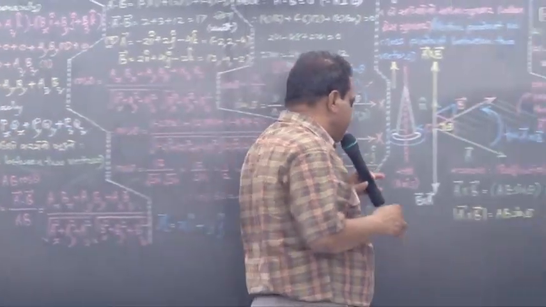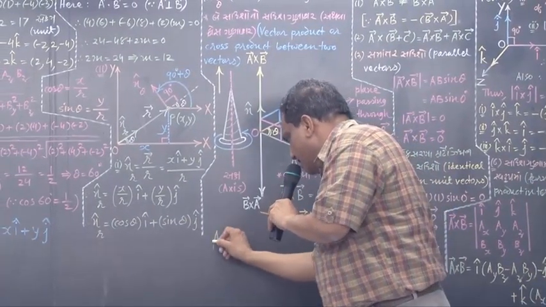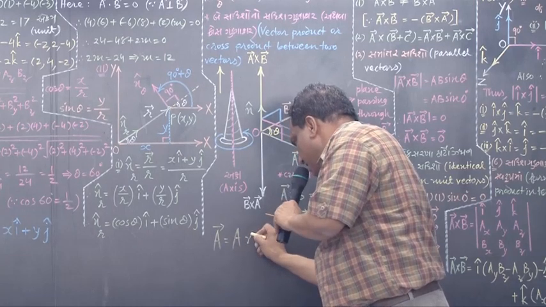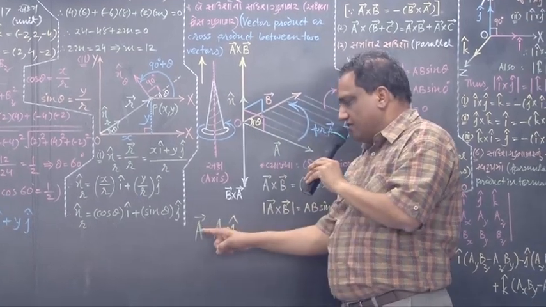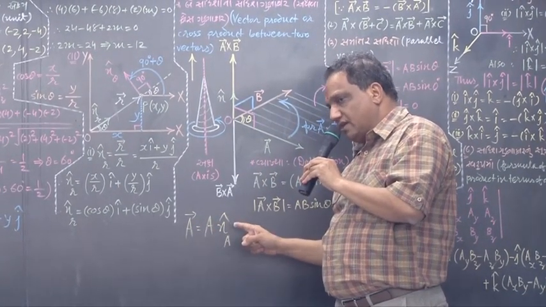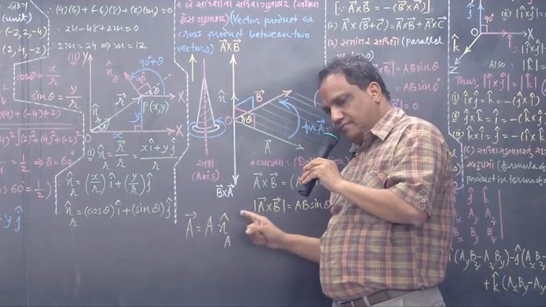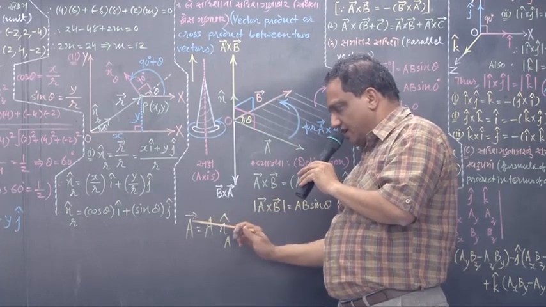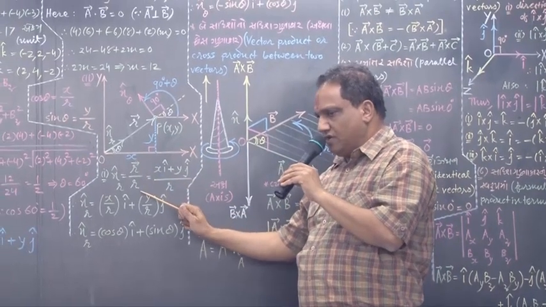Now tell me, did you learn this thing? Vector A is equal to A into n_A hat. Vector equals magnitude multiplied by unit vector. Find out this unit vector. It is vector upon magnitude.